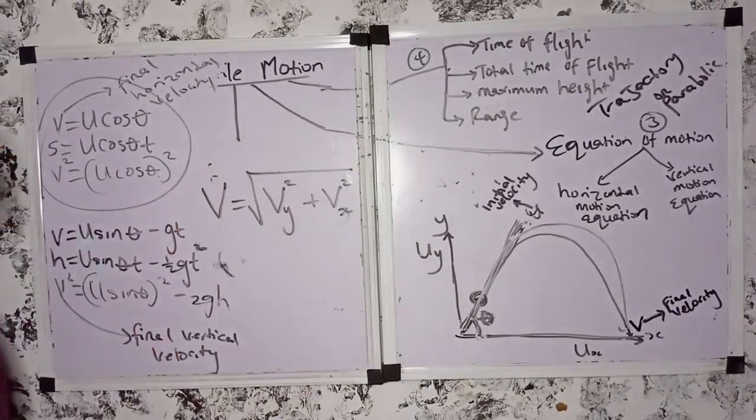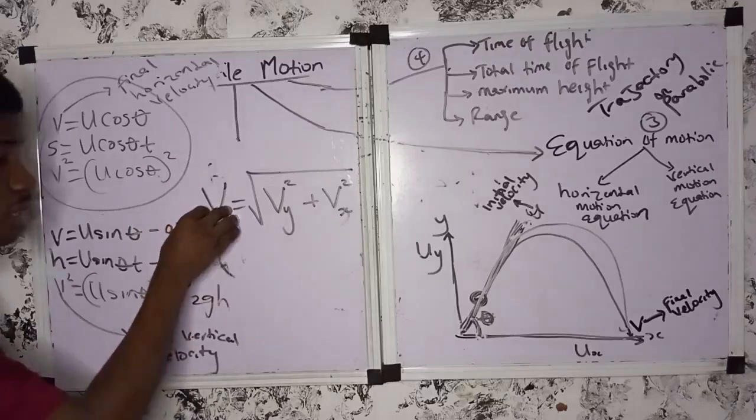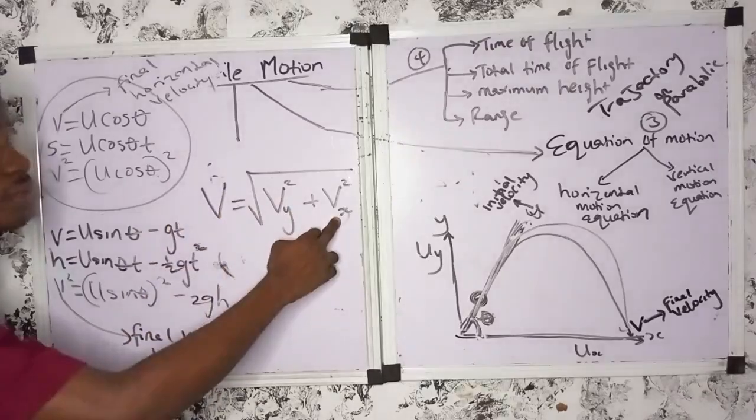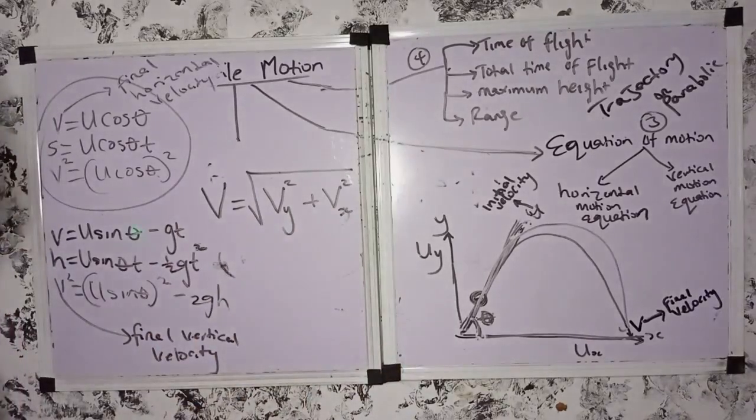Okay, let's see which other thing. In some questions, they will give you the final velocity and tell you to look for the final horizontal velocity. You look for it. So it's very important.